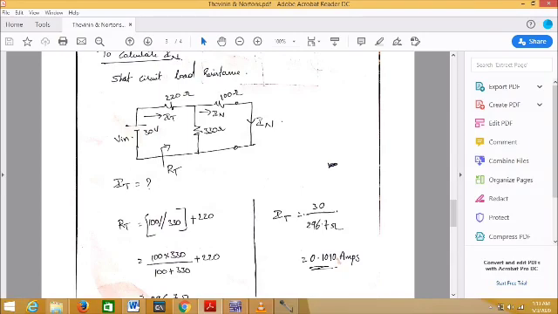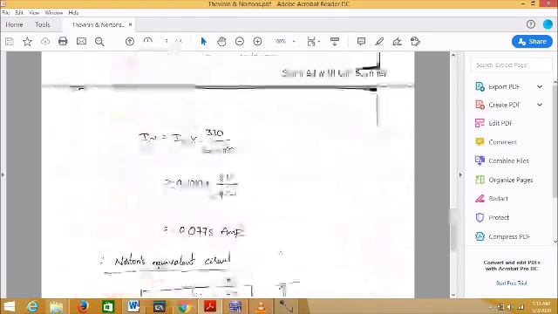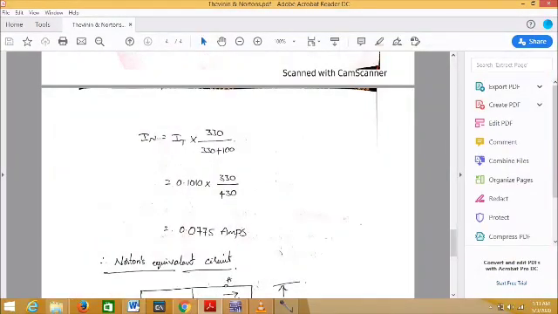Now by using the current division rule. Current division rule means if you want to calculate the current through a branch, it is given by total current multiplied by the opposite resistance divided by the sum of these two resistances. Here the opposite resistance is 330 ohms. So IN equals IT multiplied by 330 divided by 330 plus 110. That is how I have calculated IN.